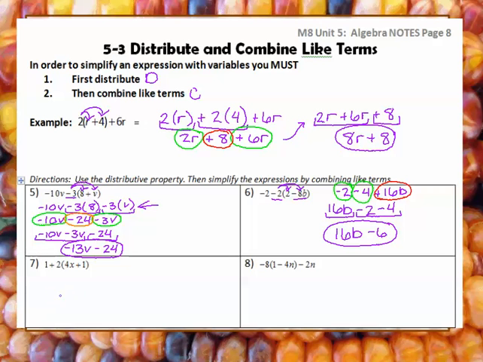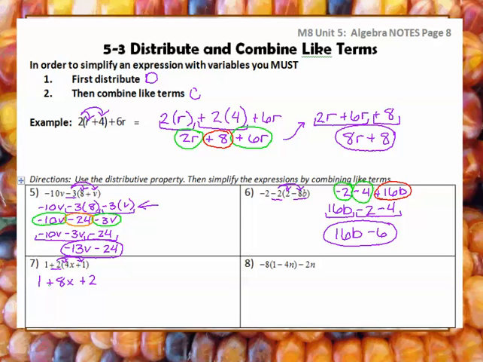Okay, now that you've done number 7, let's check it together. So we ask ourselves, do I have any distributive property? That's the first step. I have a positive 2 times 4x and a positive 2 times 1. So I have the 2 that's out front. Positive 2 times positive 4x is going to give me positive 8x. Positive 2 times a positive 1 is going to give me a positive 2.